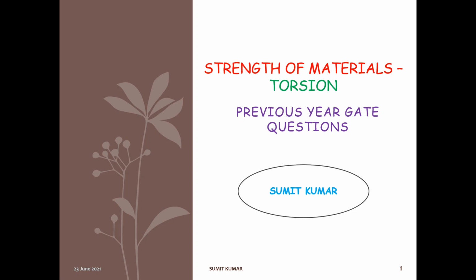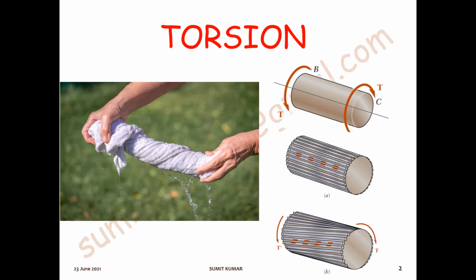Today we will solve some previous year GATE questions of the topic torsion. Before going to the problems, let's get a quick revision on the basic concept of torsion. As we know, torsion is the couple; when a couple acts about the longitudinal axis, a twisting moment is generated. It is very similar to bending.